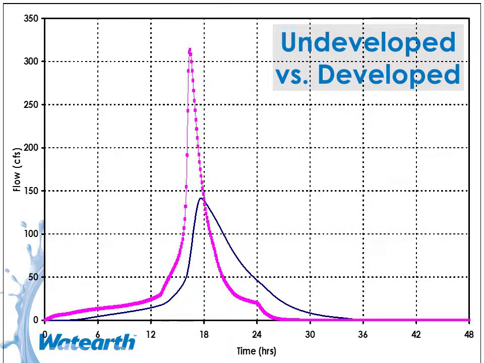All right, so we'll just go through a few hydrographs here. Which one of these hydrographs would be developed conditions for the same site? The pink one, yeah, because it's spikier, it's got a higher peak flow.